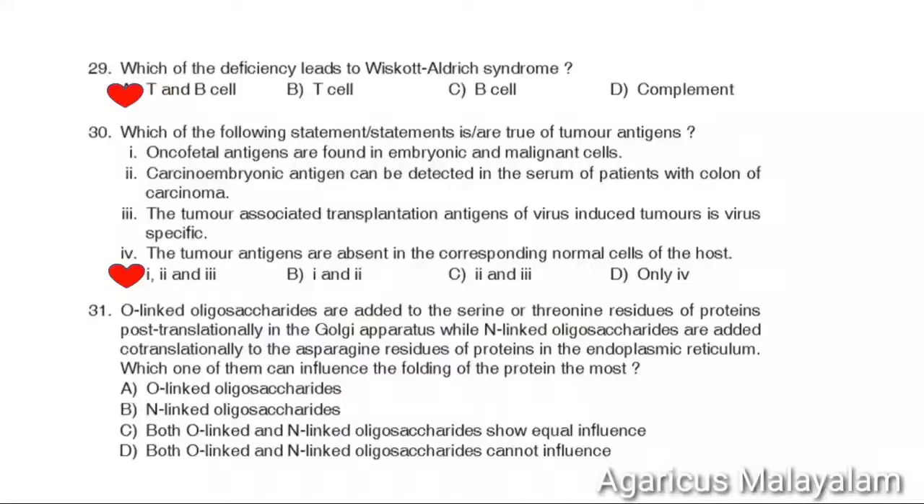31st question. O-linked oligosaccharides are added to the serine or threonine residues of proteins post-translationally in the Golgi apparatus, while N-linked oligosaccharides are added co-translationally to the asparagine residue of protein in the endoplasmic reticulum. Which one of them can influence the folding of the protein most? Correct answer is option B, N-linked oligosaccharides.